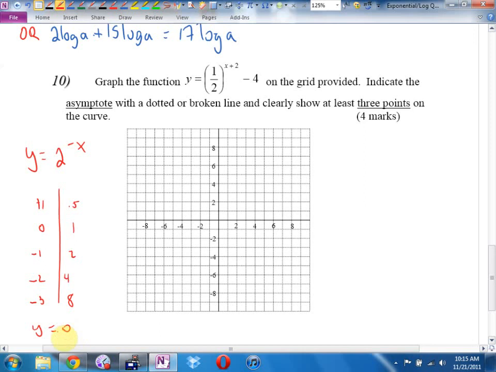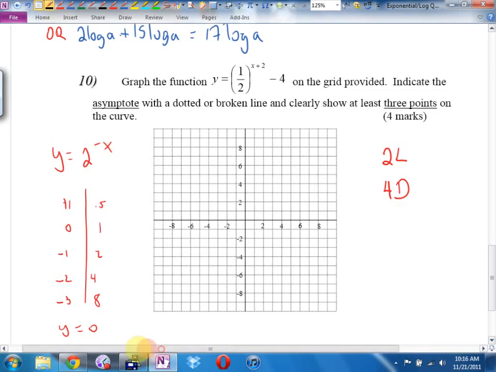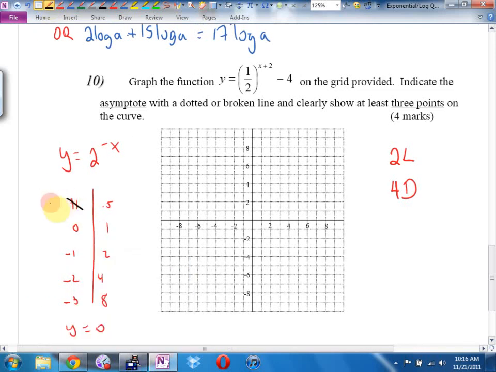Now, I'm going to do the transformations. Plus 2, 2 left. Minus 4, 4 down. Two left. Instead of positive 1, negative 1. Negative 2. Negative 3. Negative 4. Negative 5. Oop, that's a y, so that doesn't move at all. 4 down. Negative 3.5, negative 3, negative 2, 0, 4, ooh, 4 down, negative 4.